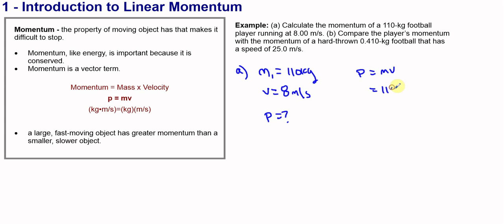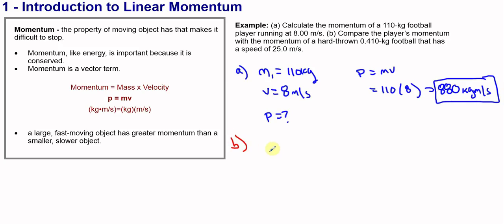So we're just going to do 110 kilograms times the 8. And that's going to equal 880. And again, if we look at my units, it's going to be a mass times a velocity, so it's a kilogram meter per second. Awesome.